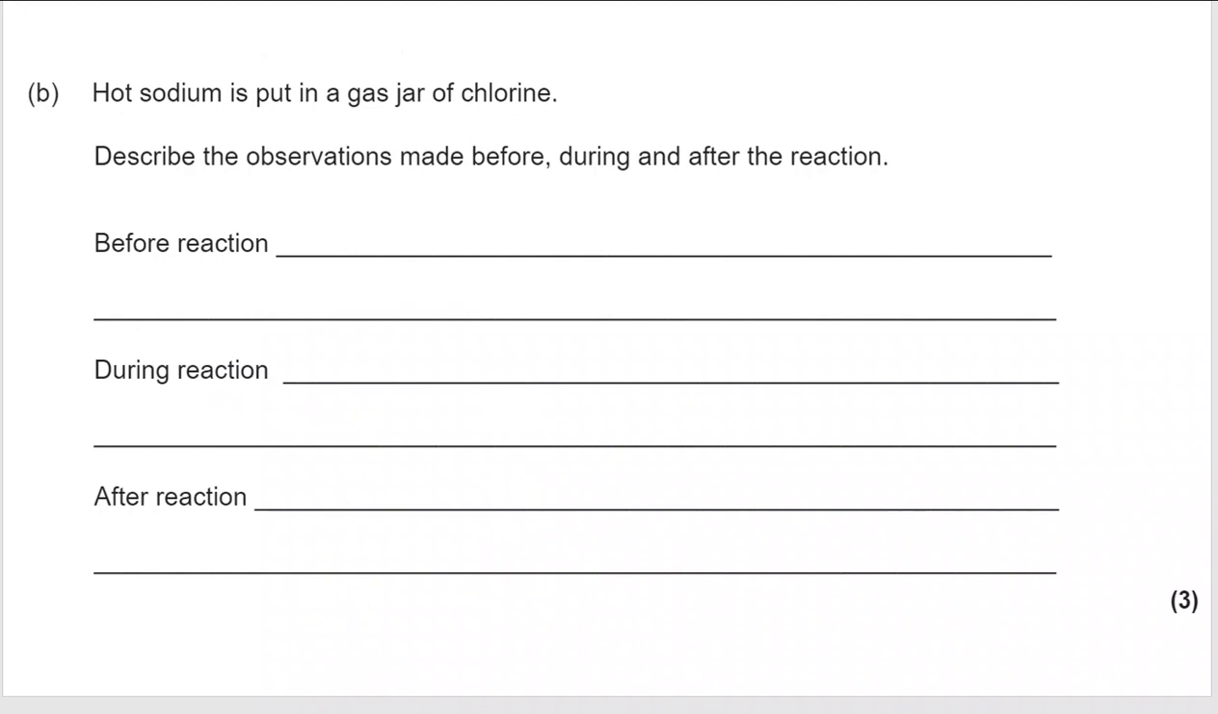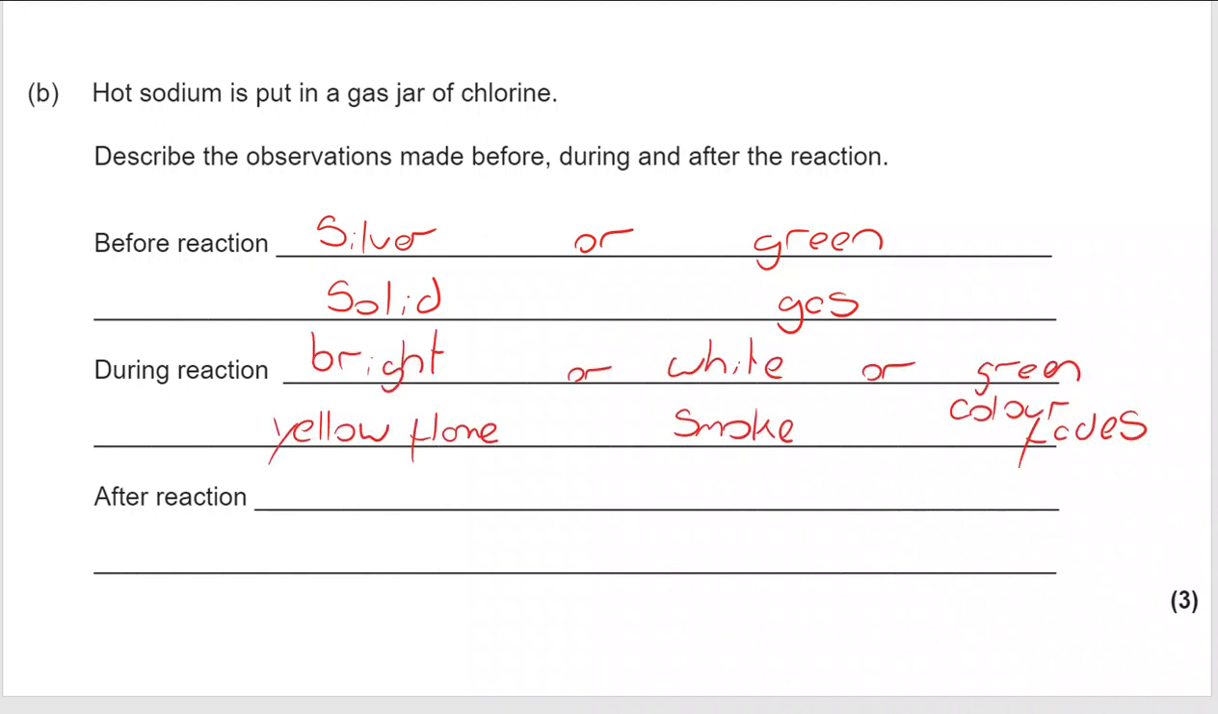On to part B, hot sodium is put in a gas jar of chlorine. Describe the observations made before, during and after the reaction. So in the first instance, you could describe either the sodium or the chlorine. So the sodium is a silver solid, the chlorine is a pale green gas. During the reaction, lots of options that you can give. There's a bright yellow flame, but you'll also get white smoke forming, and you will also see the green colour fade away as the chlorine reacts.